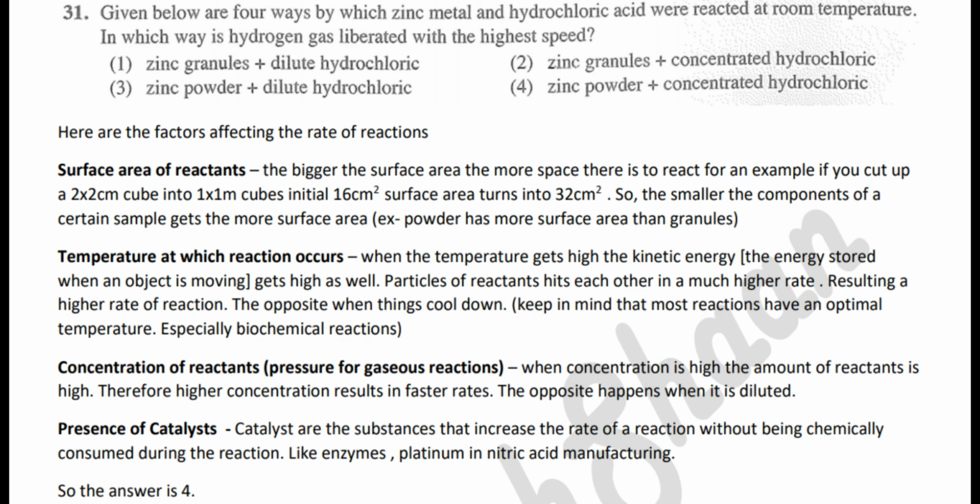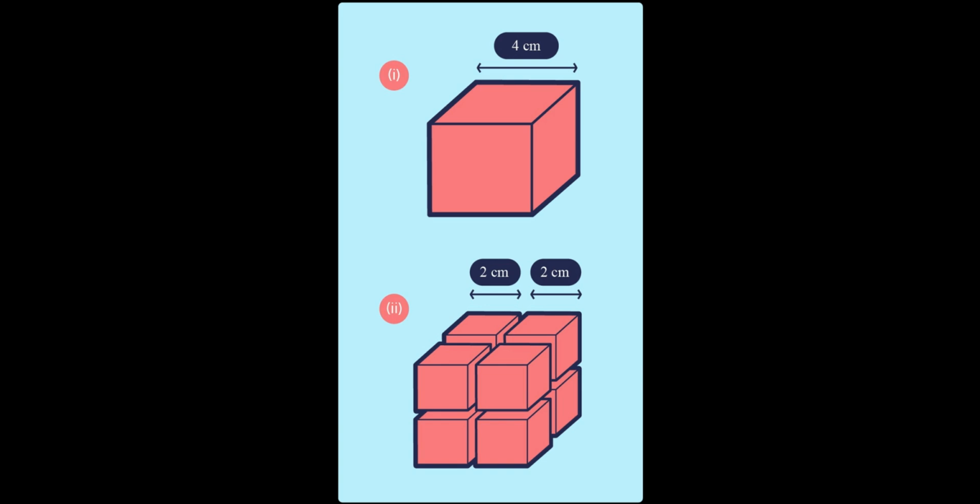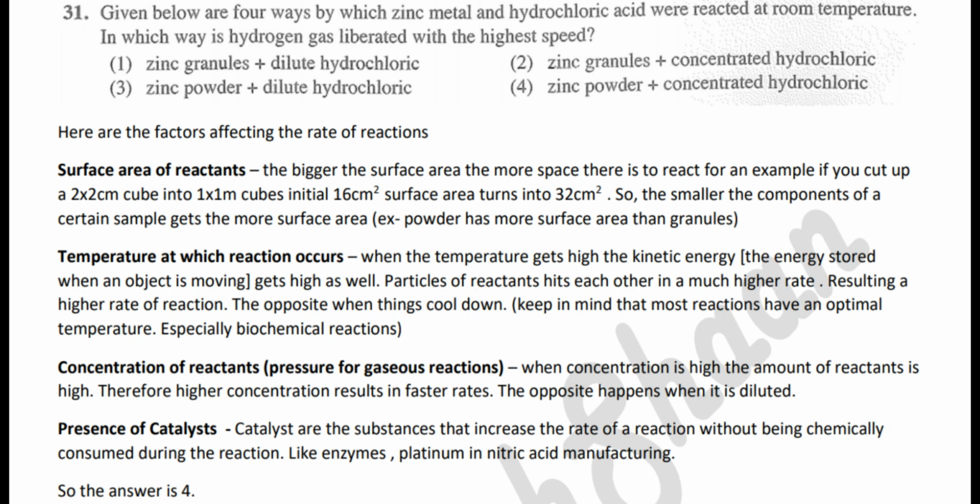1. Surface area of reactants. The bigger the surface area, the more space there is to react. For example, if you cut a 2 by 2 cube into 1 by 1 cubes, the initial 16 square centimeters of surface area turns into 32 square centimeters. So the smaller components of a certain sample get more surface area, the smaller it gets. Example, powder has more surface area than granules.